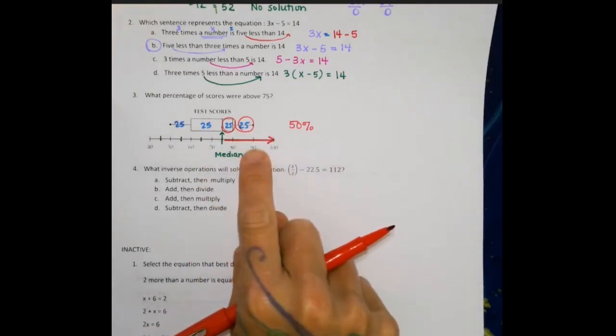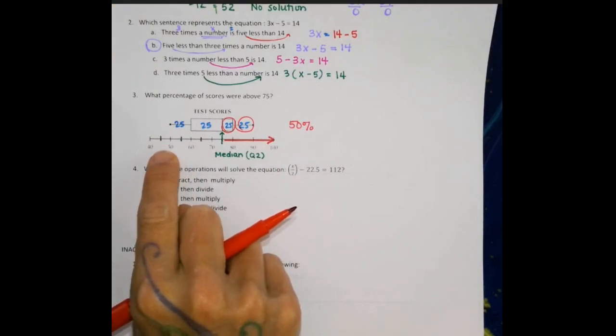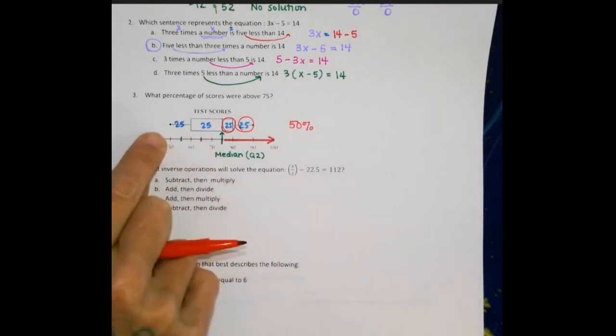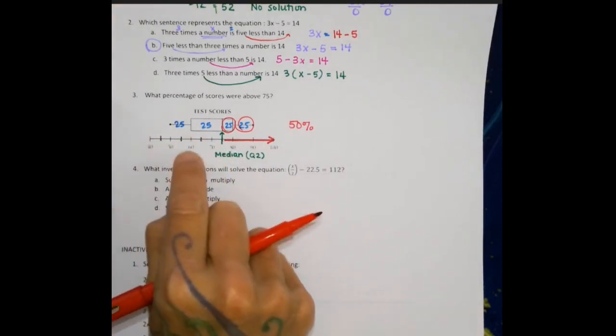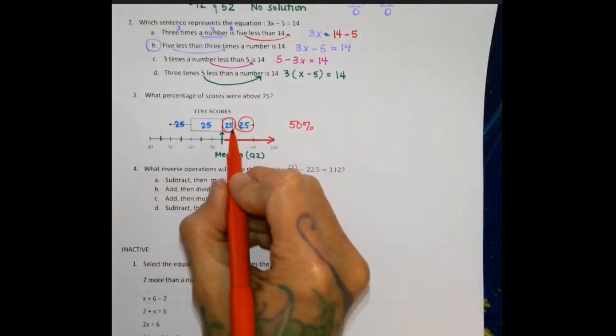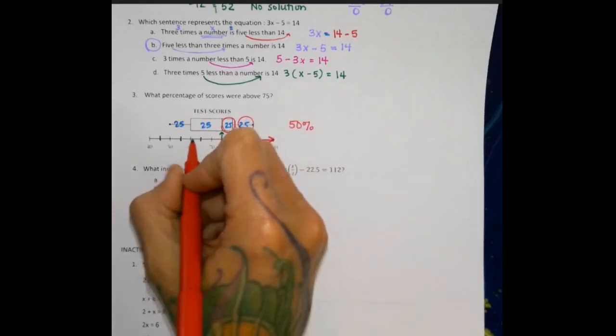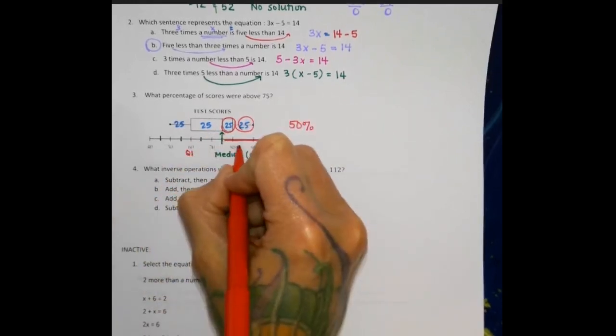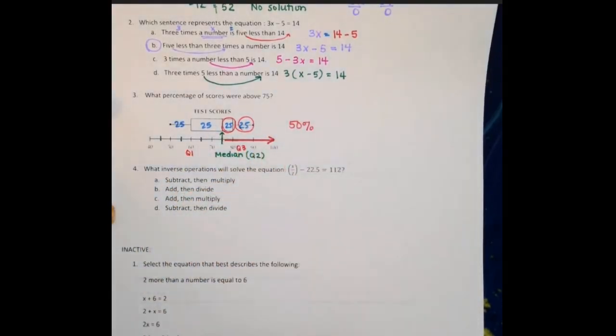The max score was 90. The min score was 50. Of the lower half, the median score would be 60. Of the upper half, the median score would be 80, which is that Q1 and Q3. Again, discussing the different ways they could ask different questions, but asking for the same thing. So min, Q1, median is Q2, Q3, and then max.